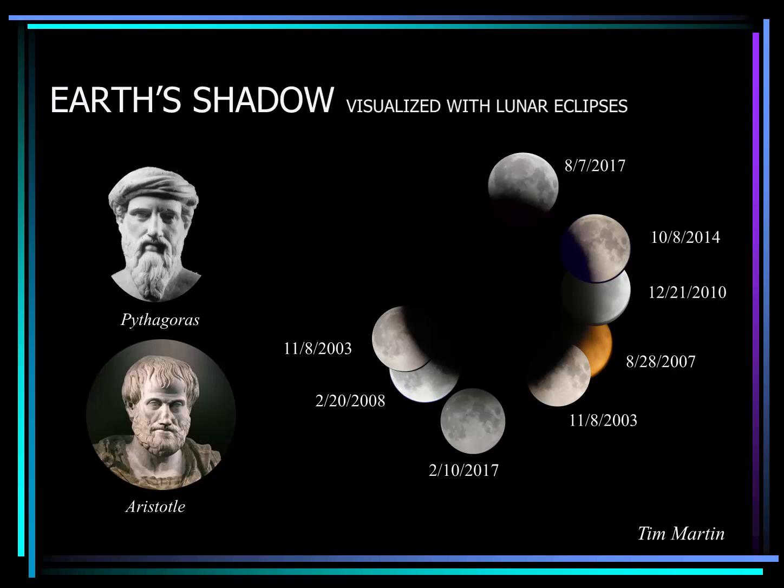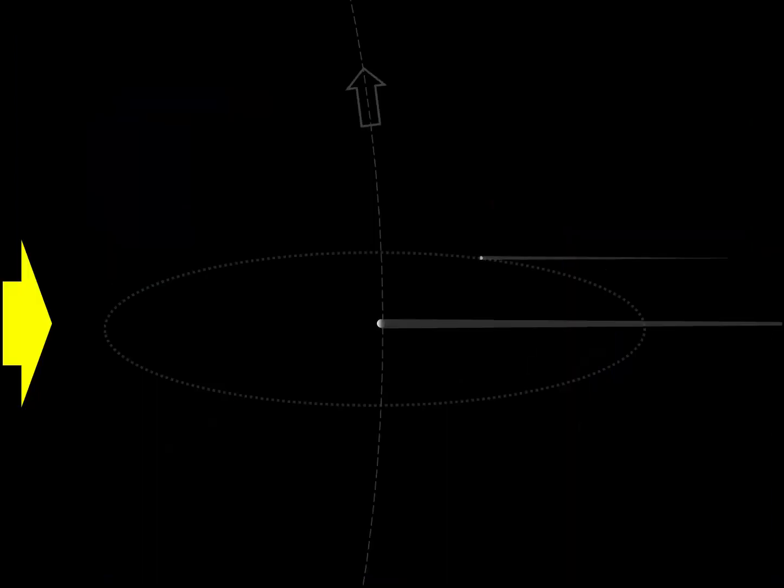They knew that a lunar eclipse happened when the moon passed into the Earth's shadow. They also knew that the only shape to consistently cause a round shadow was a sphere. Thus, 2,500 years ago, they were able to determine that the Earth was spherical.